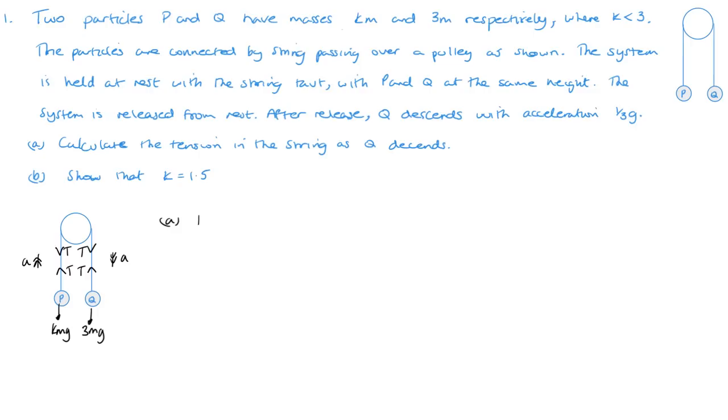So for part A, we're looking at Q. It's F equals ma, so 3mg minus T equals the mass 3m times the acceleration 1/3 g. The 3m and the third is going to give me 1 mg. So 3mg minus mg equals T. So T is equal to 2mg newtons.